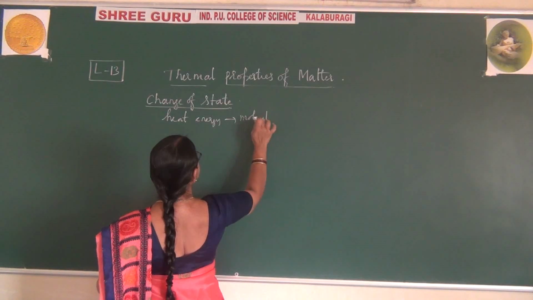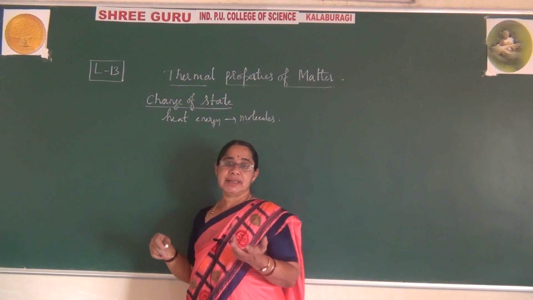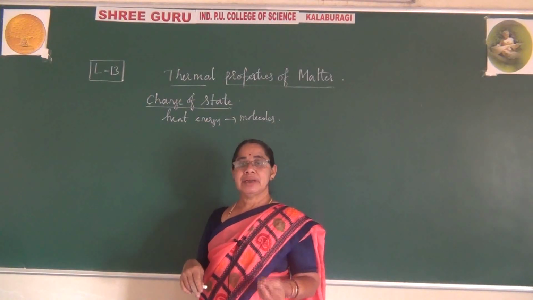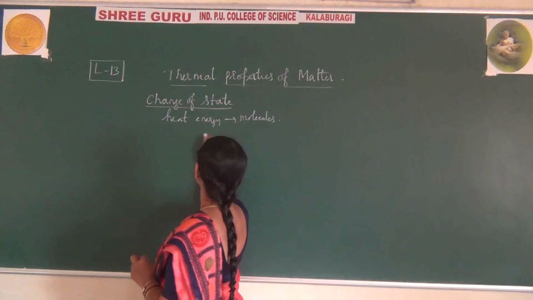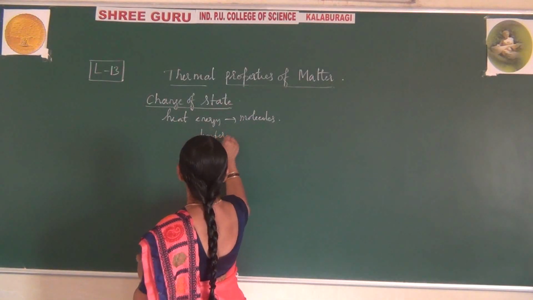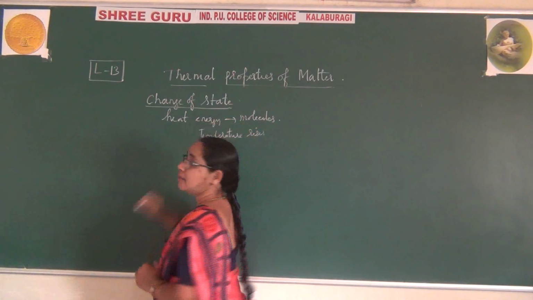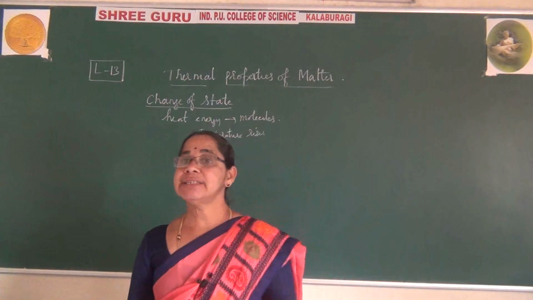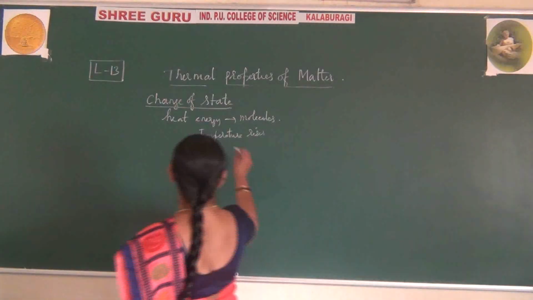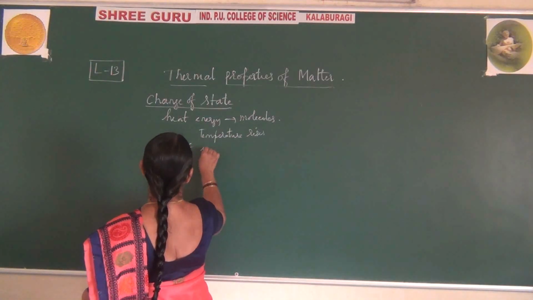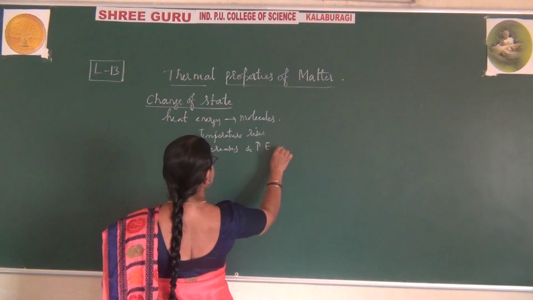So when I supply heat energy to molecules, what happens? First, when I supply heat energy to it, temperature rises. When temperature rises, what happens here? The kinetic energy increases. At the same time, potential energy increases. So when temperature rises, kinetic energy increases and potential energy also increases.